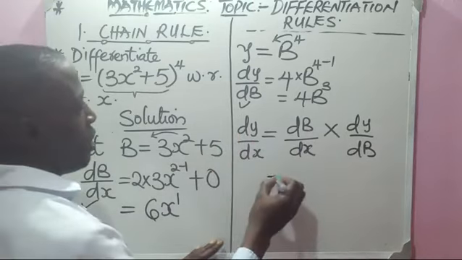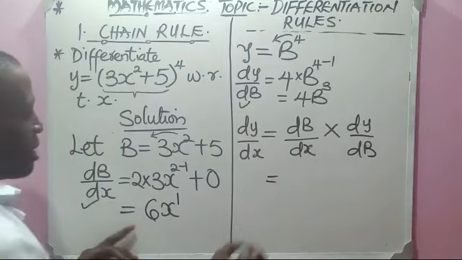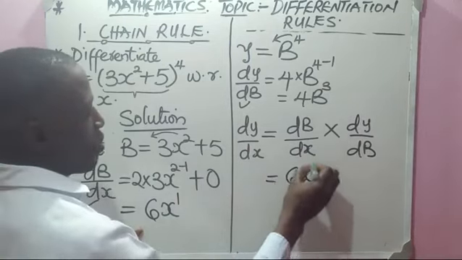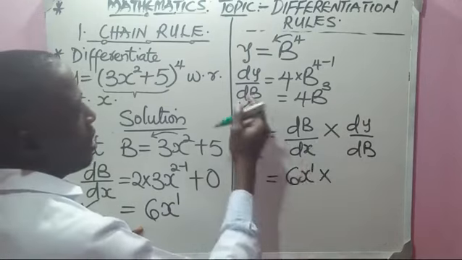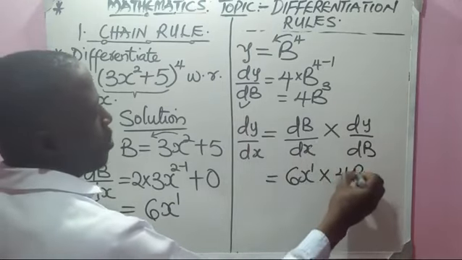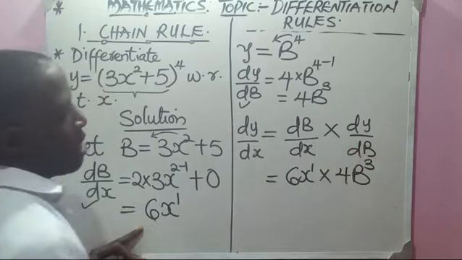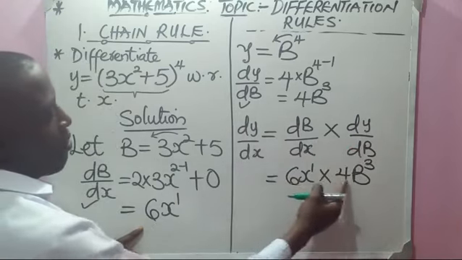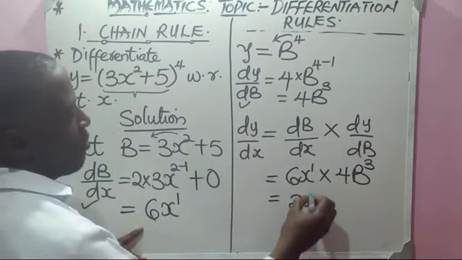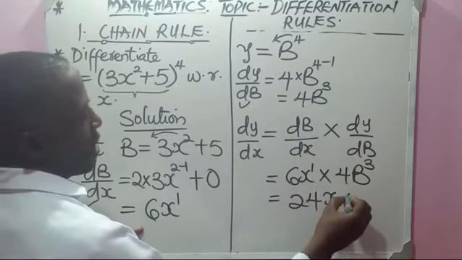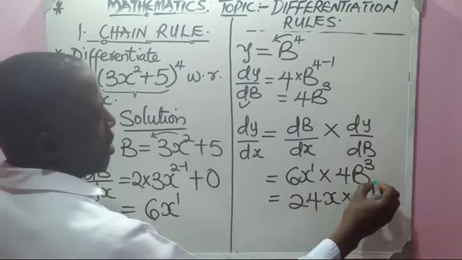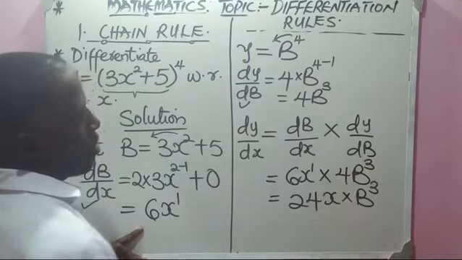Now, I'll bring them together. What's my db dx? It is 6x raised to power 1, which is the same thing as 6x, times dy db, which is 4b raised to power 3. Now, you can multiply 6 times 4. I'll be having 24, then x times b raised to power 3. This b raised to power 3.